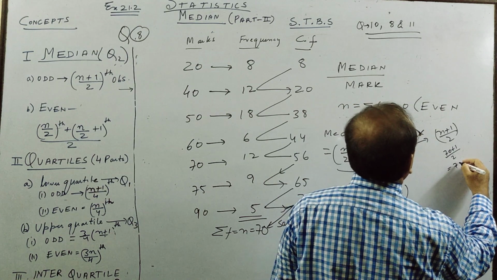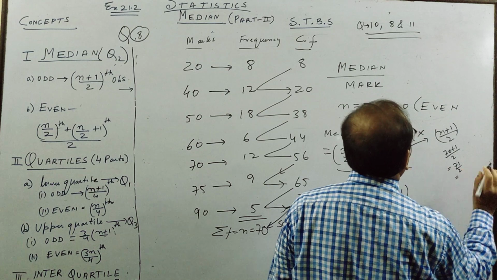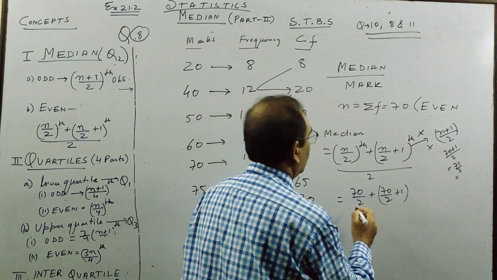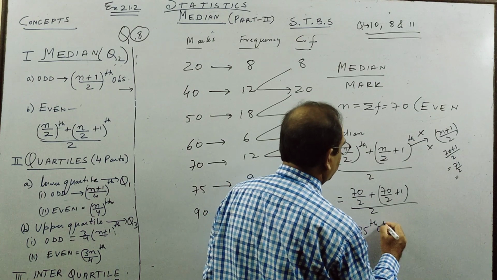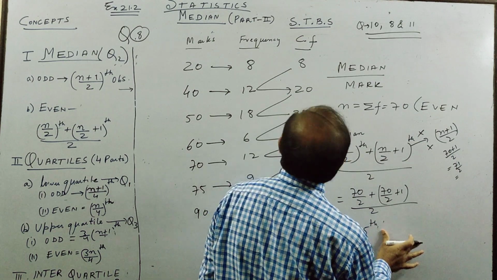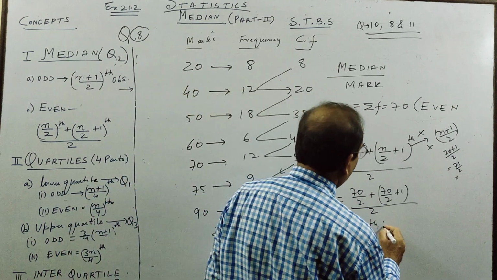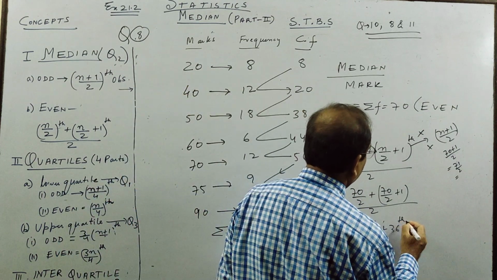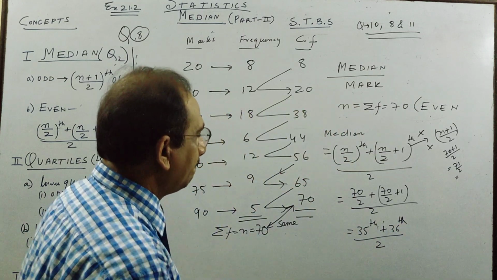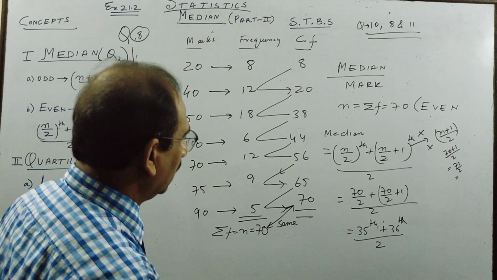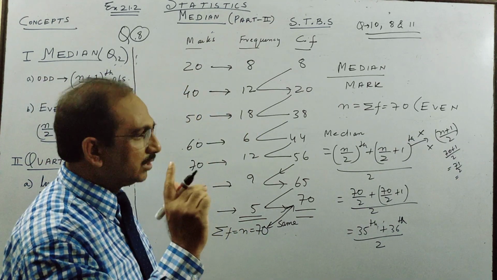If you do here, it will become 70 plus 1 by 2. So this will become 71 by 2. So we will get something else. So don't do this. So this is the 35th observation, or term. Okay. Plus 36th, by 2. Okay. So here we have the 35th observation, the main part.